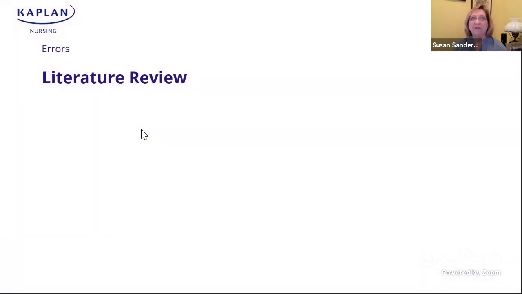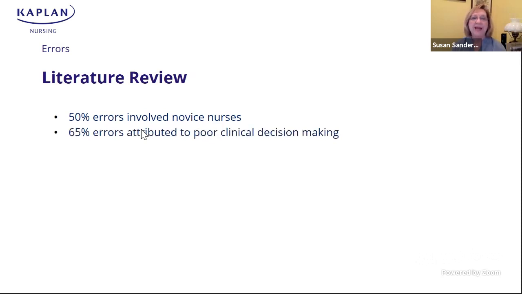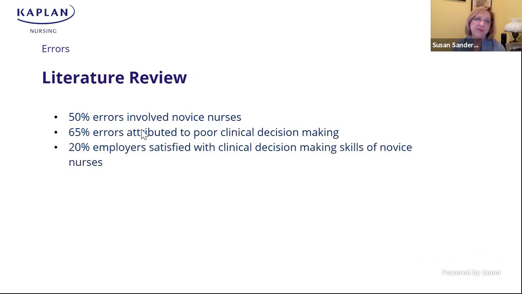So when we think about evidence and the need for the change in the types of items for clinical judgment, when a literature review was done, we found that 50% of the errors involved novice nurses, and that's that first year nurse. And related to that, 65% of the errors were attributed to poor clinical decision making. And we also found that 20% of the employers are satisfied with clinical decision making, which means that 80% are not satisfied. And that's very impactful to us as educators.